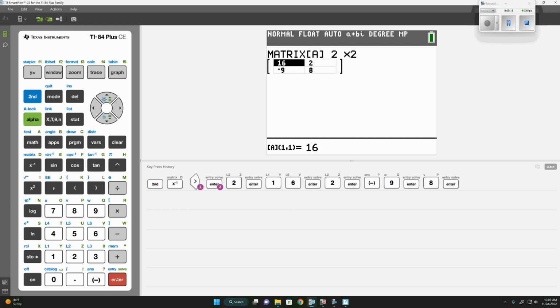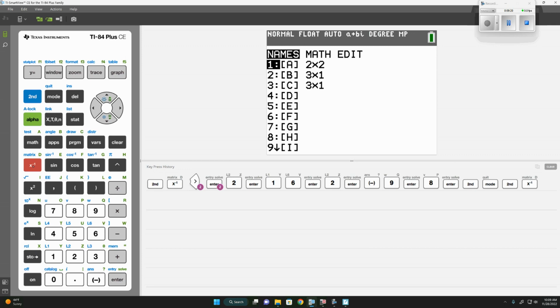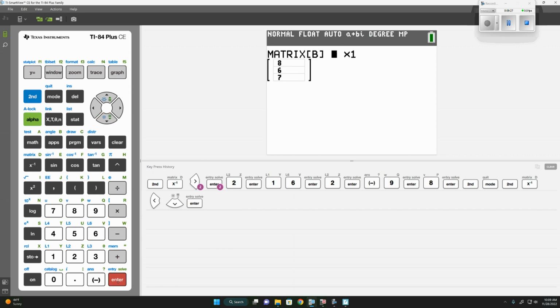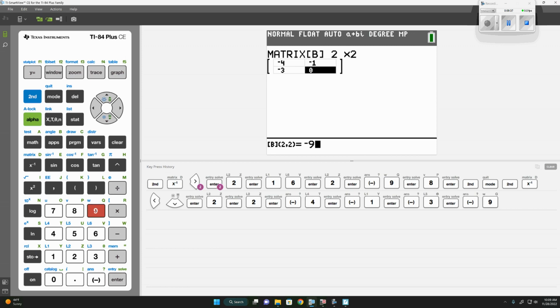And once we get the first matrix plugged in, we can go second quit, second matrix, back over to edit, but this time we'll select matrix B. And this one here is a 2 by 2. So this time we have -4, -1, -3, and -7. Yes? Most of this coming back on how to type the matrices in.